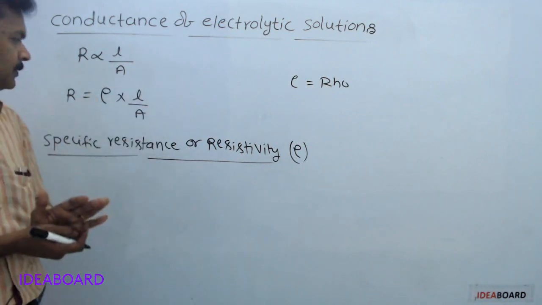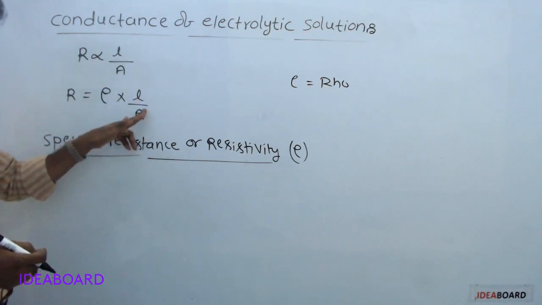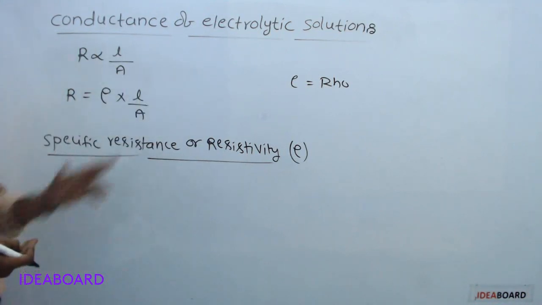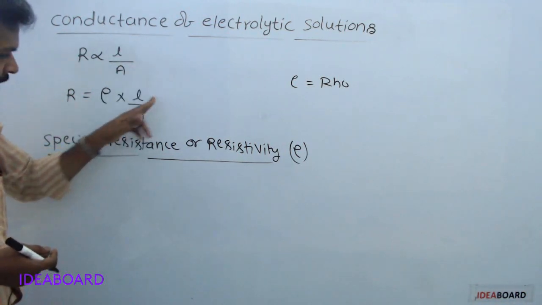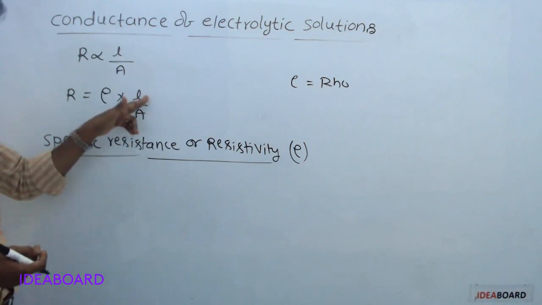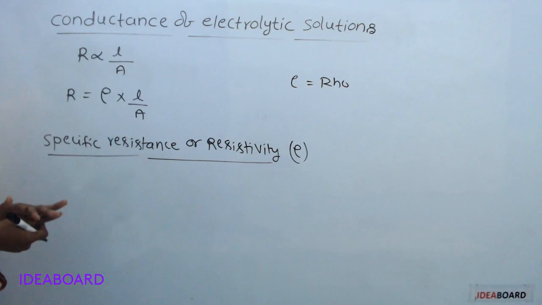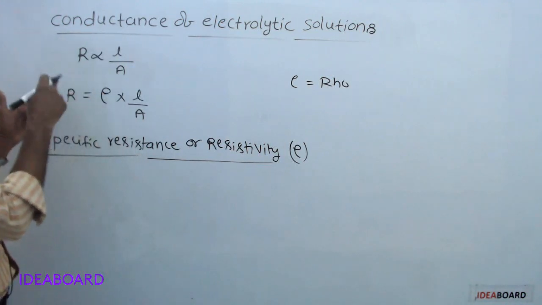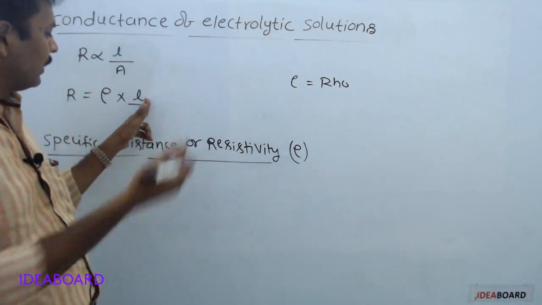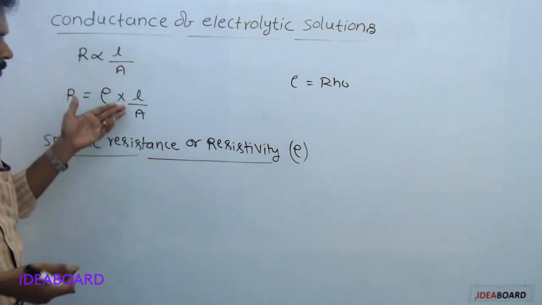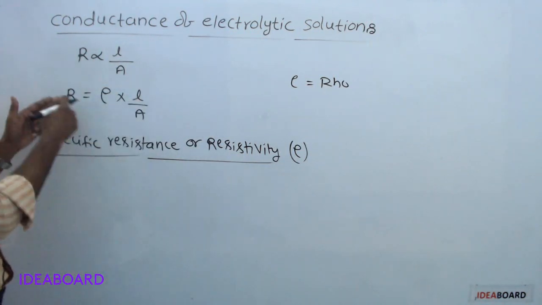What is specific resistance? In this formula, if L is equal to 1 centimeter and A is 1 centimeter square, where L is length of the conductor and A is area of the conductor, or if L is equal to 1 meter and A is equal to 1 meter square, then R is equal to rho only. So this rho is nothing but resistance only. But what is the condition? Length of the conductor is 1 unit, area of cross section also 1 unit.